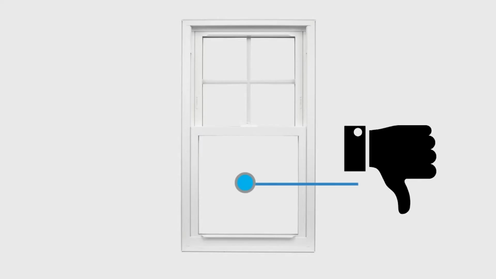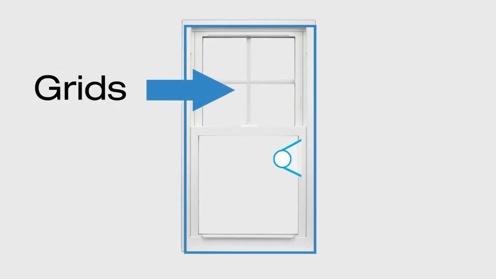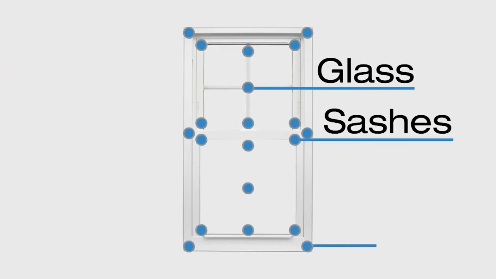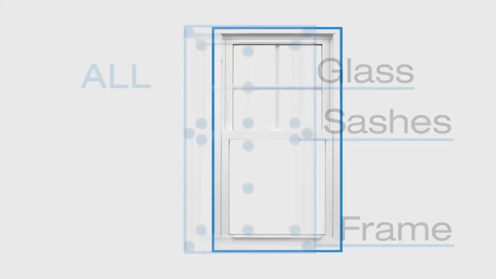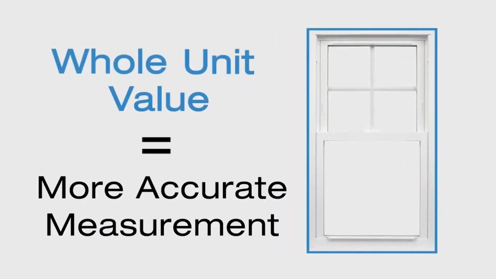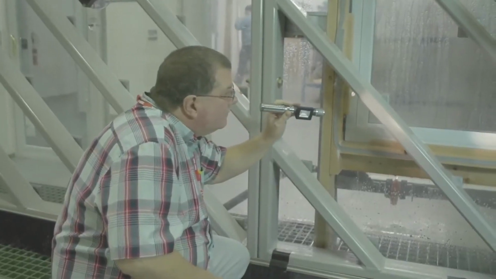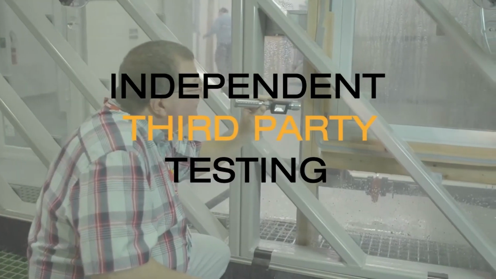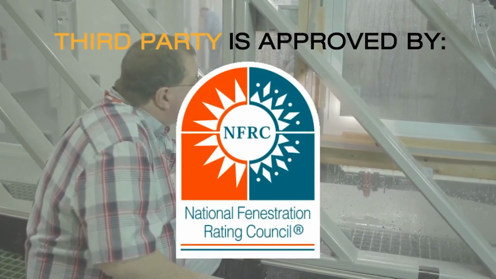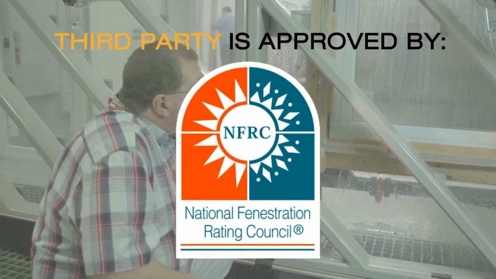It's important to make this distinction that the window gets tested as a whole with options like grids and screens and is tested at up to 20 different locations on the window, the glass, sashes, frame, and all. Whole unit values are a much more accurate reflection of the energy efficiency performance of a window as a whole. Also, it should be noted that testing can only be performed by an independent third party, which is approved by the National Fenestration Ratings Council, or NFRC.